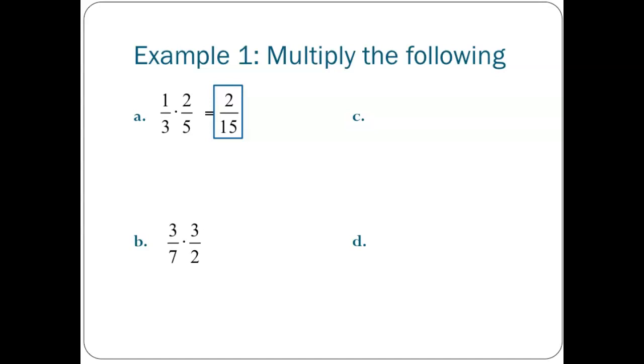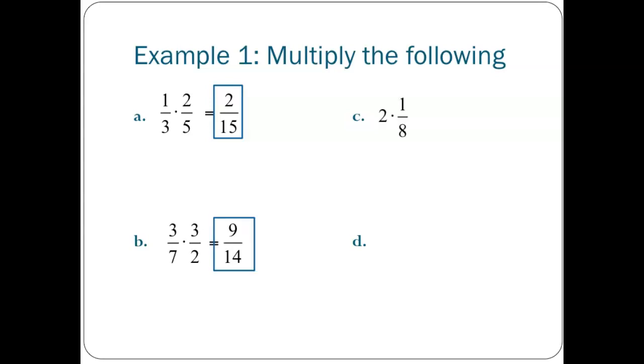All right, the next one, we have 3/7 times 3/2. So multiply the numerator, so we have 3 times 3, which is 9, and 7 times 2, which is 14. See if there's anything you can simplify, and if not, that is your answer.